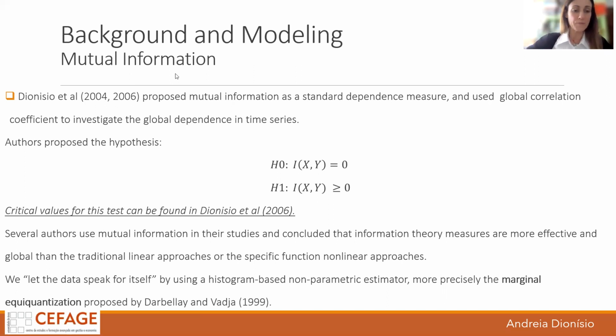Well, in terms of the estimation of mutual information, there are several possibilities. We can use parametric estimation or kernel or histogram based. We don't want to assume any kind of theoretical probability distribution. So we opt for the histogram based estimators. And in this kind of histogram based estimators, we can opt for equidistant cells or equiprobable cells using marginal equiquantization. So we used the second approach that is considered more efficient. And the explanation for this kind of approach can be found in Darbellay and Vajda. This is a very good paper to understand this kind of estimation.